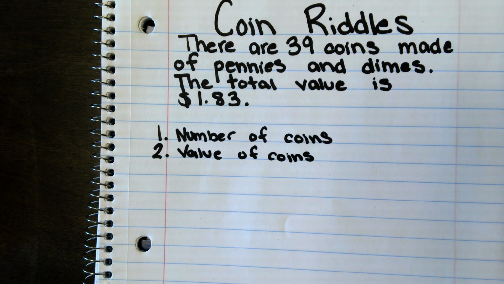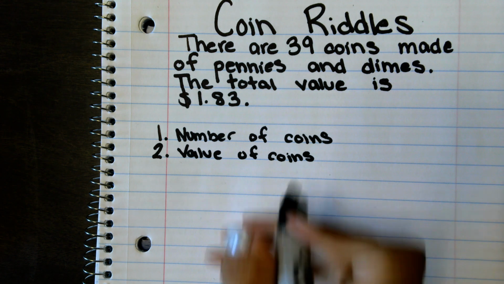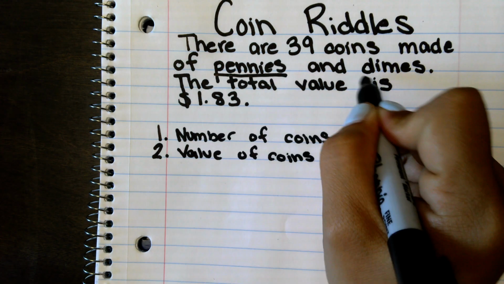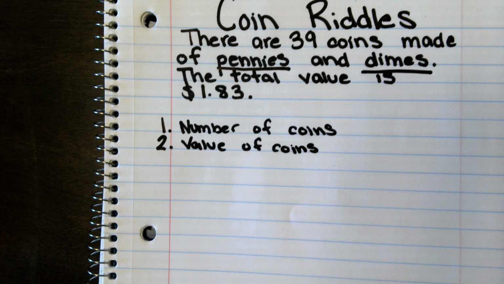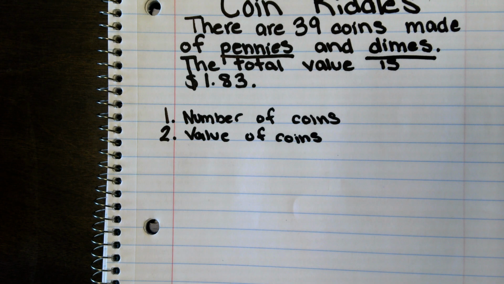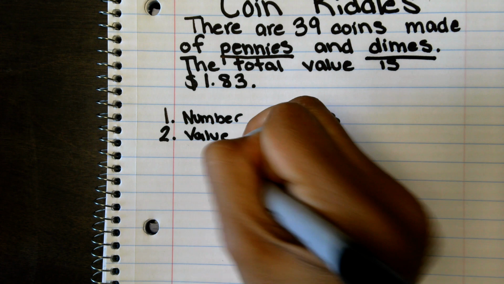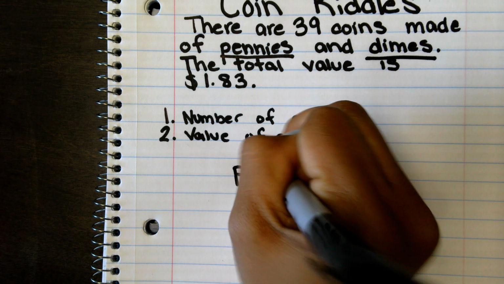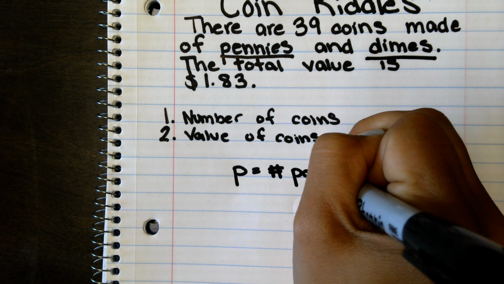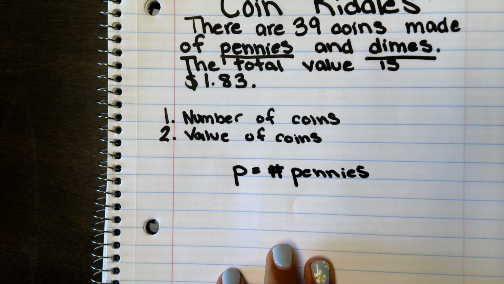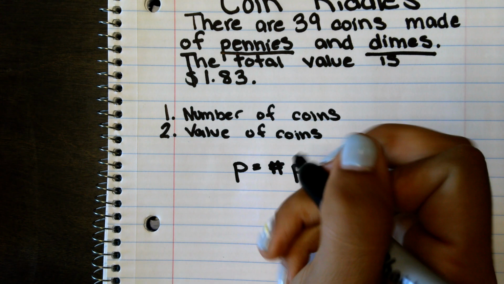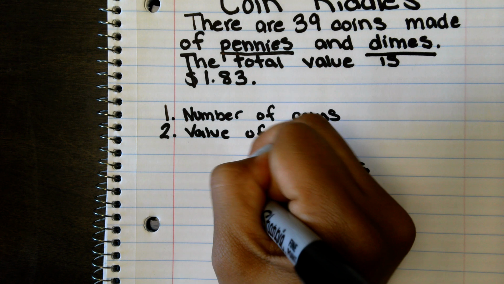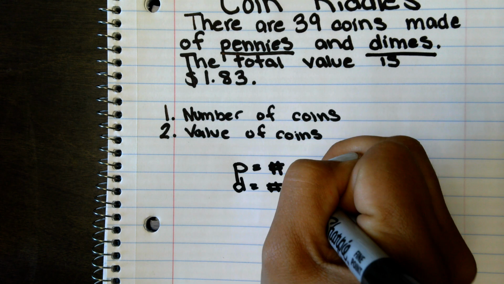And we have two coins. We have pennies and dimes. So these are our missing amounts. And what do we need for missing amounts? Well, we need variables. So I'm just going to call P my number of pennies, because that's what we are going to try to find, how many pennies there are. And D is going to be the number of dimes.